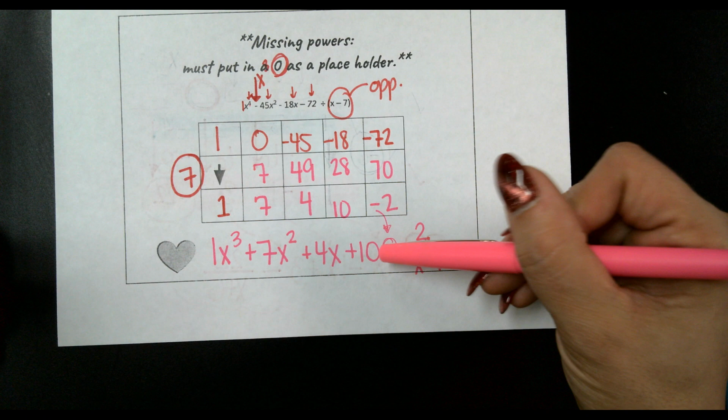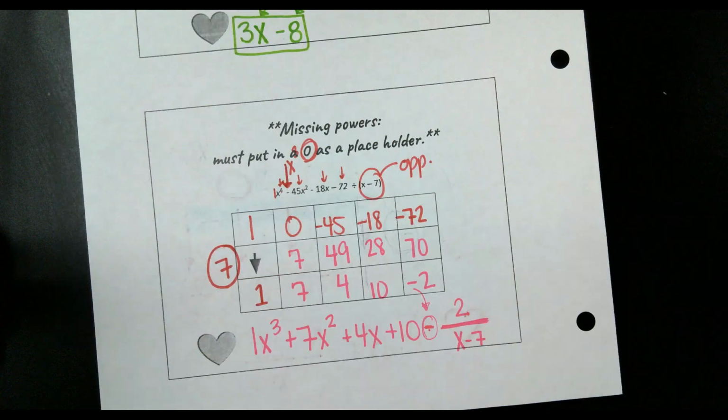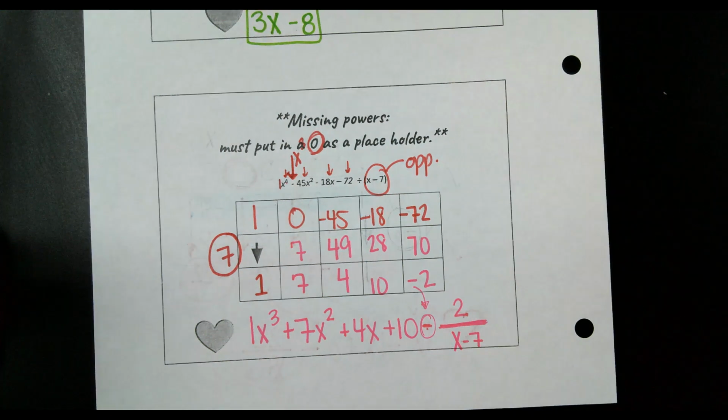All right, what do you guys think? Is it okay? They might all be mixed together, so you've got to pay attention to whether there's a missing power or not, and if there is, stick a 0 in its place. That's it.